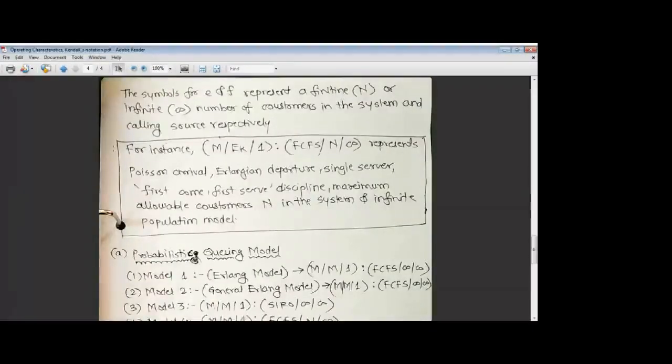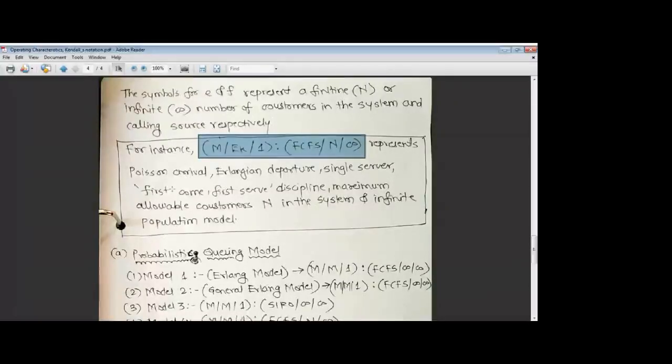Now let's take an example. Here it was A, B, C, D, E, F. For A, I have written M. For B, I have written EK, and for C, I have written 1. For D, I have written FCFS. Then for E, I have written N, and for F, I have written infinity. So what does this notation suggest?